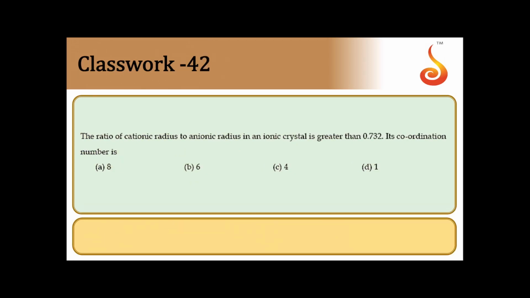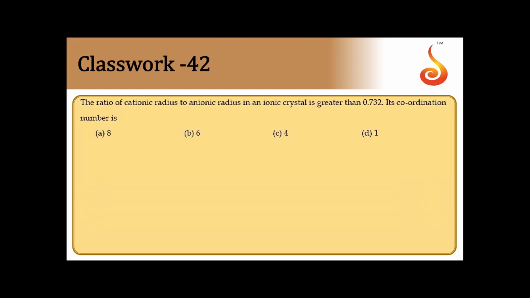42. The ratio of cation radius to anionic radius in an ionic crystal is greater than 0.732. Its coordination number is. So radius ratio is given to us. They're asking us the coordination number. So 0.732 to 1 is a property of coordination number 8. Answer is 8. That is A.